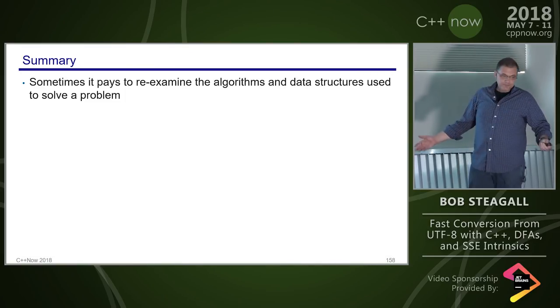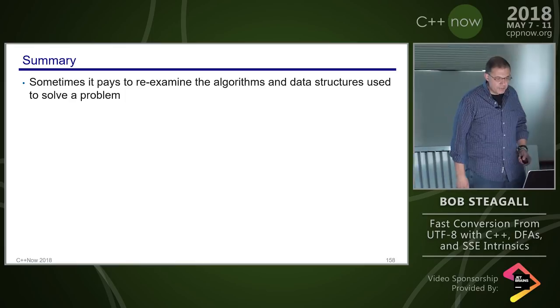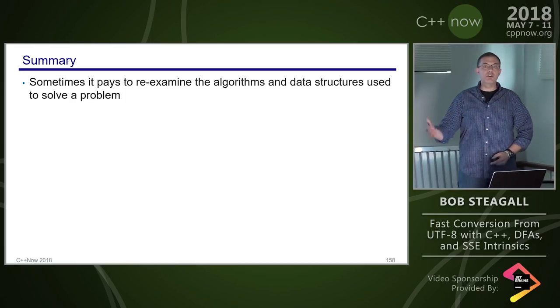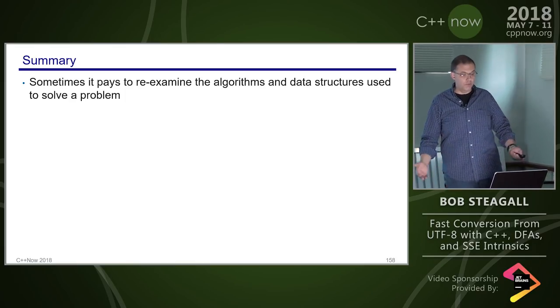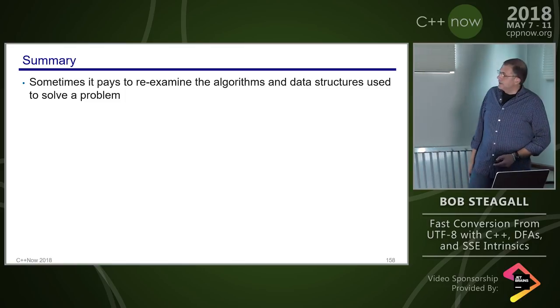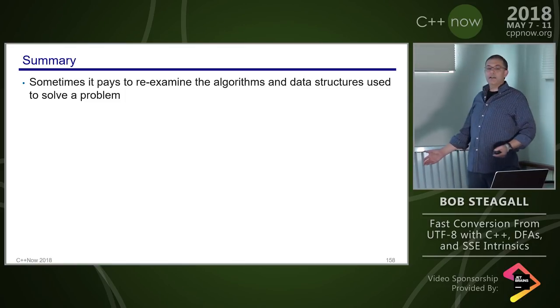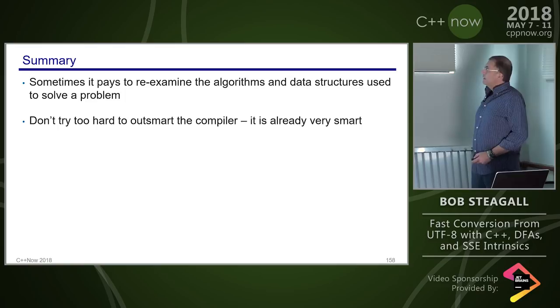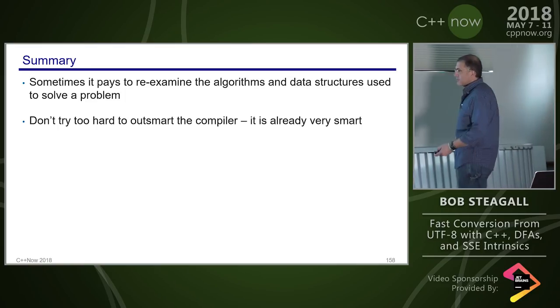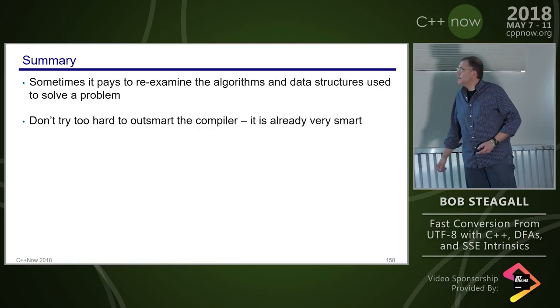So in summary, sometimes it pays to re-examine the algorithms and data structures that you use to solve a problem. I think I got lucky this time. Don't try too hard to outsmart the compiler. It's already pretty smart, except in some clang cases that we saw.